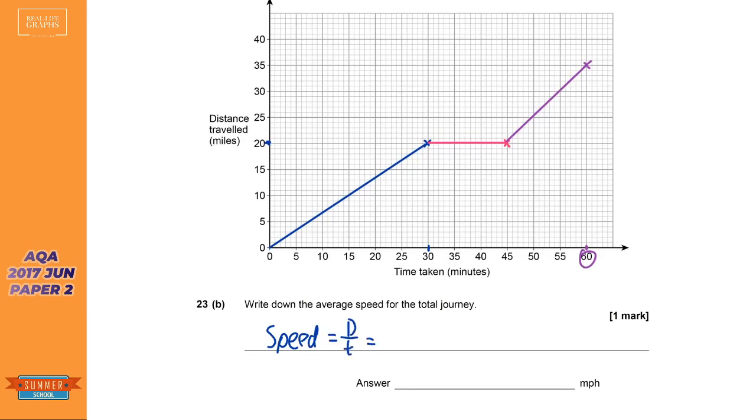The distance is 35. Now the time is not 60. Remember, it has to be in hours. It's just 1. 35 divided by 1, easiest sum you're going to do on a maths exam.